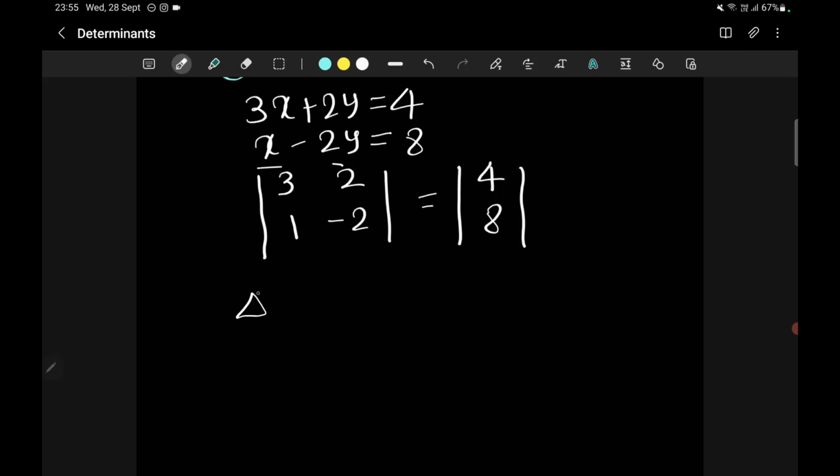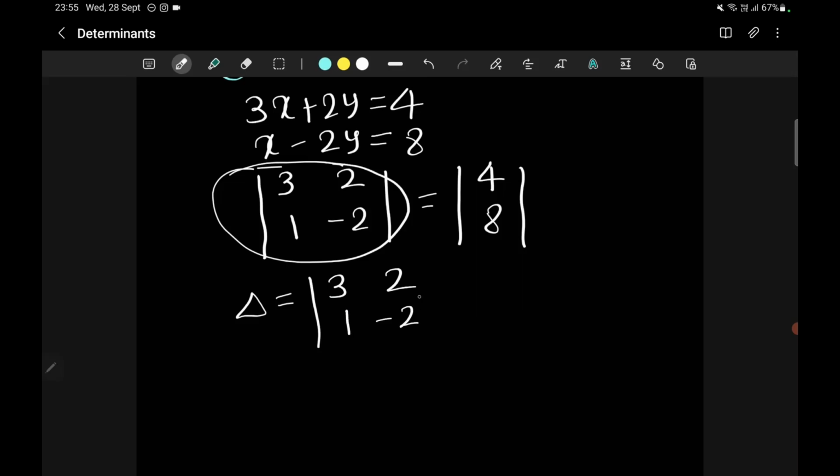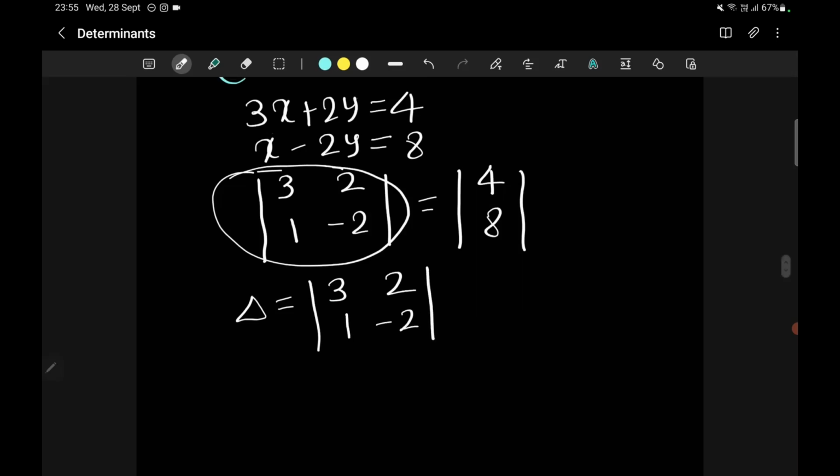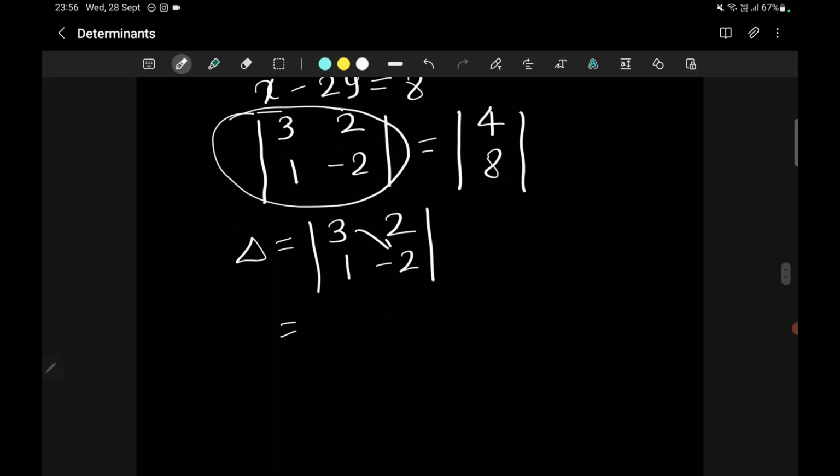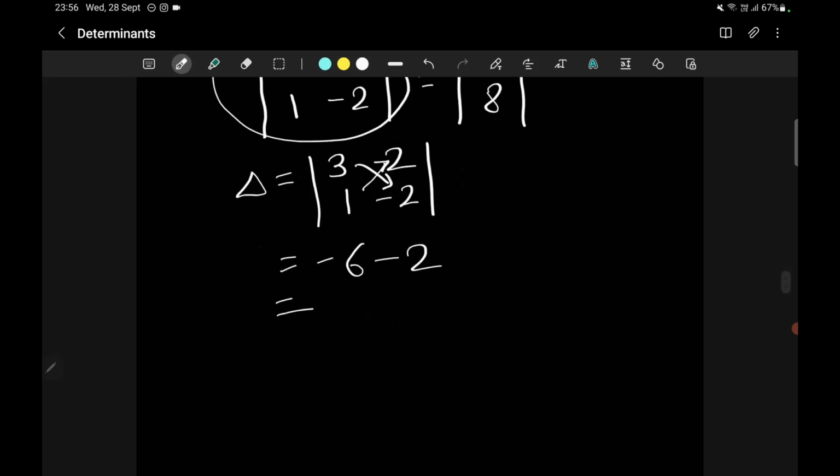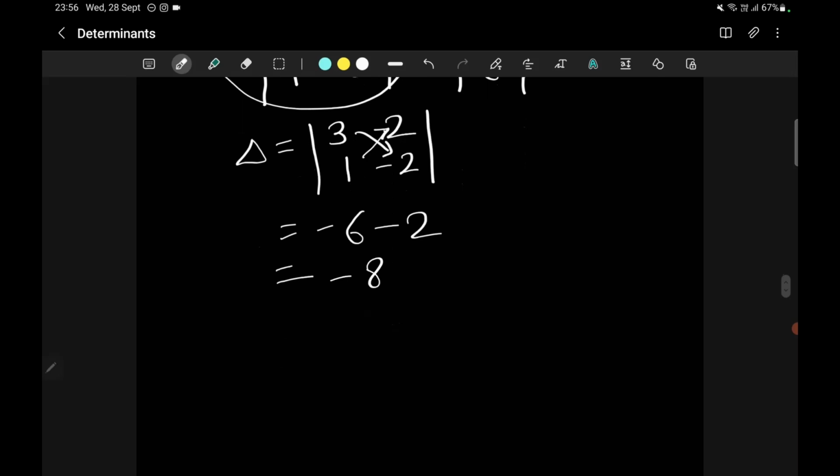First we have to find the delta. To find delta we just have to solve this determinant. Let's write it once again. 3, 2, 1, minus 2. Then you have to multiply these two terms. That is 3 into minus 2 is minus 6, minus 2. This will be minus 8.